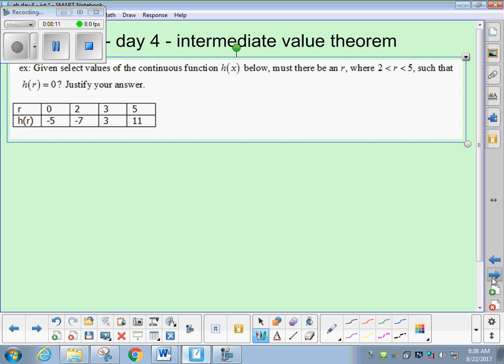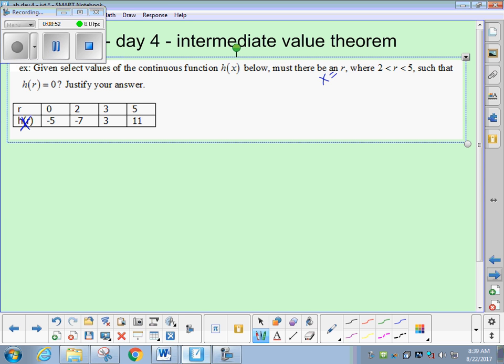That said, we're given some values of the continuous function h of x. Must there be an r between 2 and 5? Now, that's an x value. That's an x equals r between 2 and 5, such that h at that r has to equal 0. We'll talk about the fancy way of saying it in a second, but just common sense, just thinking about it, what do you think? Does there have to be a point where h equals 0 between 2 and 5? Why?